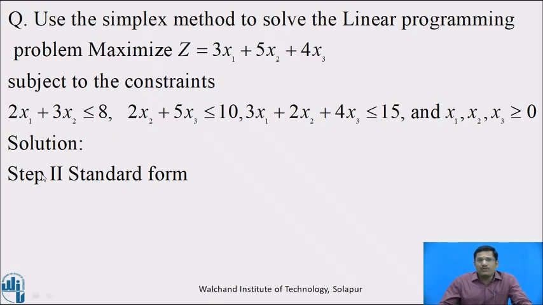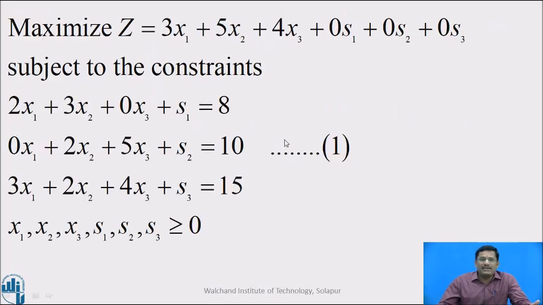Now step number 2 is obtaining the standard form of this linear programming problem. Obviously we have to write this maximize z objective function as it is. Now here the constraints are of the type less than or equal to. We can convert all these inequalities to equalities by adding a slack variable to the left hand side. In the first equation we add s1, in the second we add s2, and in the third constraint we add s3, and all these inequalities are converted to equalities.